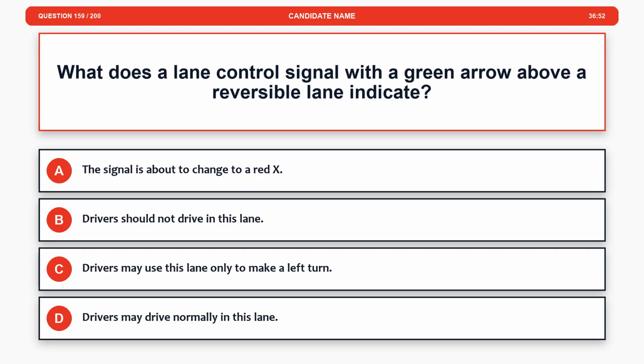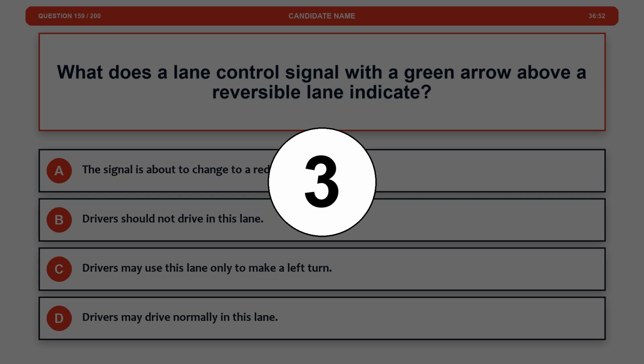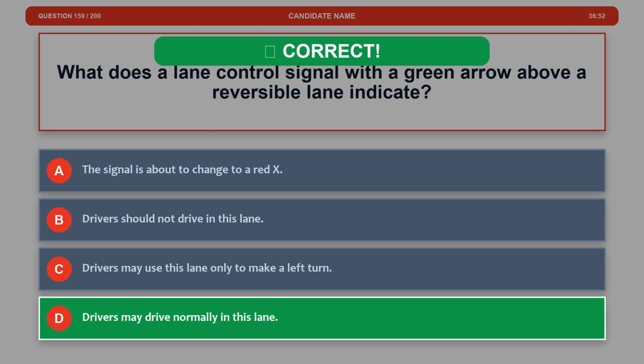Question 159. What does a lane control signal with a green arrow above a reversible lane indicate? Option A, the signal is about to change to a red X. Option B, drivers should not drive in this lane. Option C, drivers may use this lane only to make a left turn. Option D, drivers may drive normally in this lane. The correct answer is option D. Drivers may drive normally in this lane.